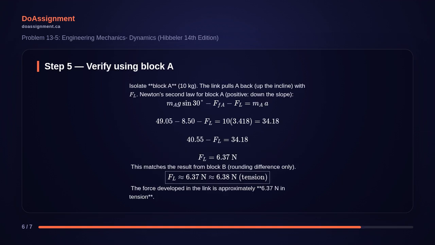As a verification, we isolate block A with mass 10 kilograms. The gravity component down the slope minus friction minus the tension in the link must equal 10 times the acceleration. Plugging in, 49.05 minus 8.50 minus the link force equals 34.18, giving a link force of 6.37 newtons. This matches the result from block B within rounding error. Confirming that the force developed in the link is approximately 6.37 newtons in tension.